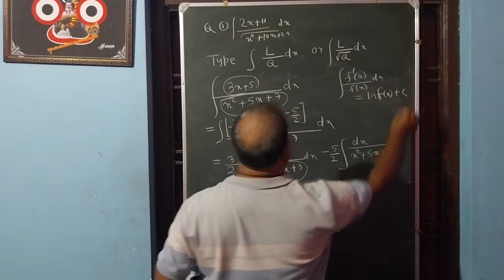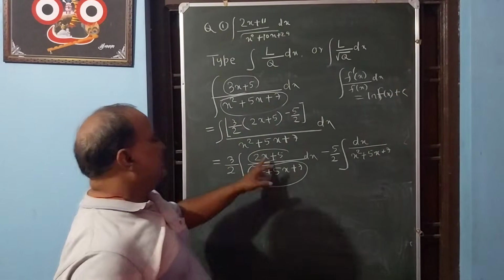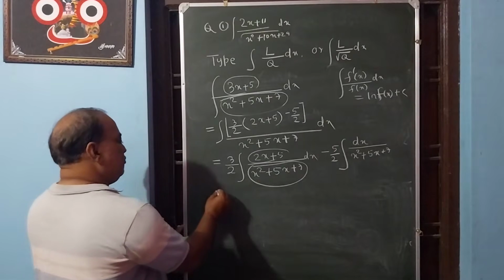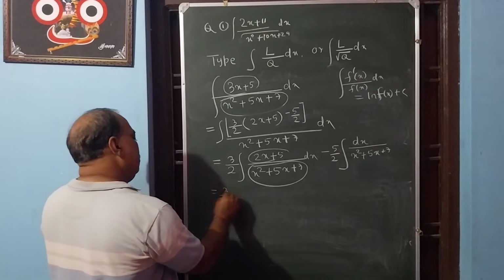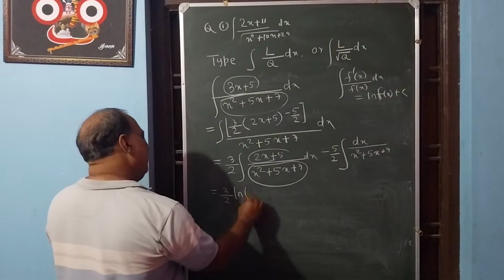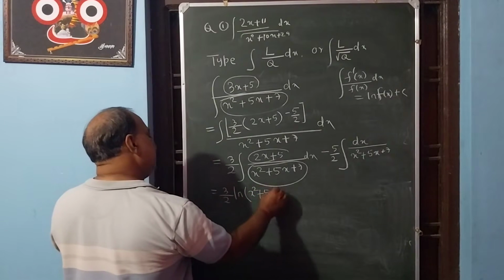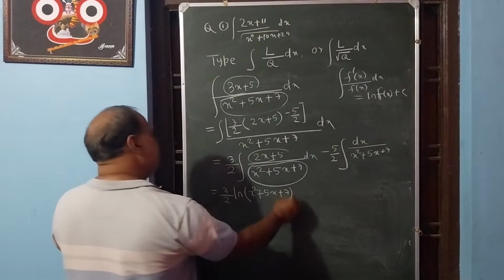f(x) plus c. Now here it is f dash x and here it is f(x), so the integral becomes 3 by 2 ln f(x), meaning x square plus 5x plus 7.